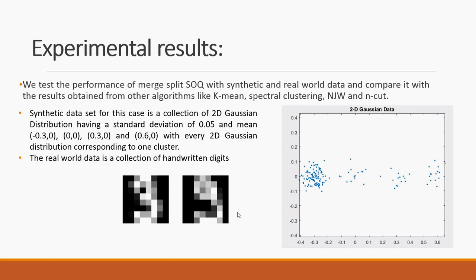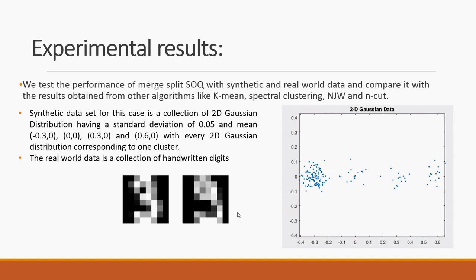and compare it with the results obtained from other algorithms like k-means, spectral clustering, NGW, and NCUT algorithm. The synthetic data that we have used for this case is a collection of 2D Gaussian distributions having a standard deviation of 0.05 and means of -0.3, 0, 0, 0.3, 0, and 0.6, 0, with every 2D Gaussian distribution corresponding to only one cluster. For the real-world data, we have considered a set of data where the handwritten digits were scanned and uploaded.